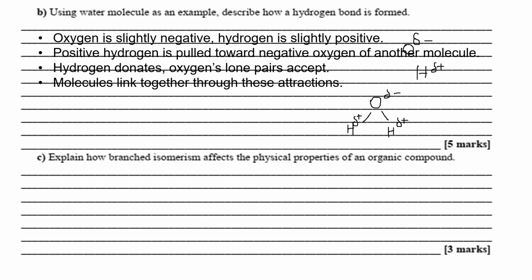All right, so back to the explanation. We are saying that a positive hydrogen is pulled towards a negative oxygen of another molecule. Let's say we have another molecule here. We are looking at water for now, but water is not the only compound with hydrogen bonding. These things are called partial charges.